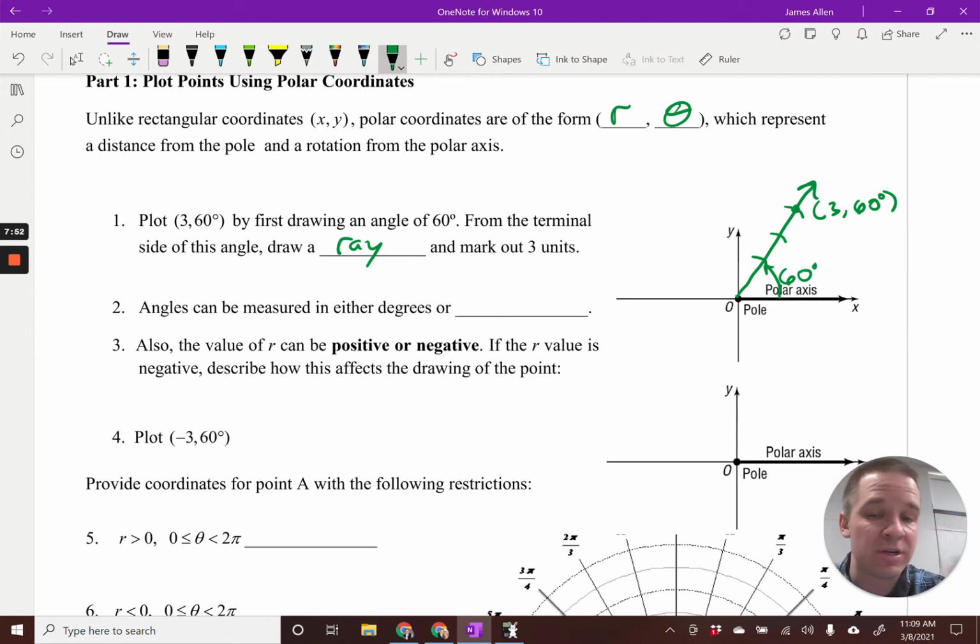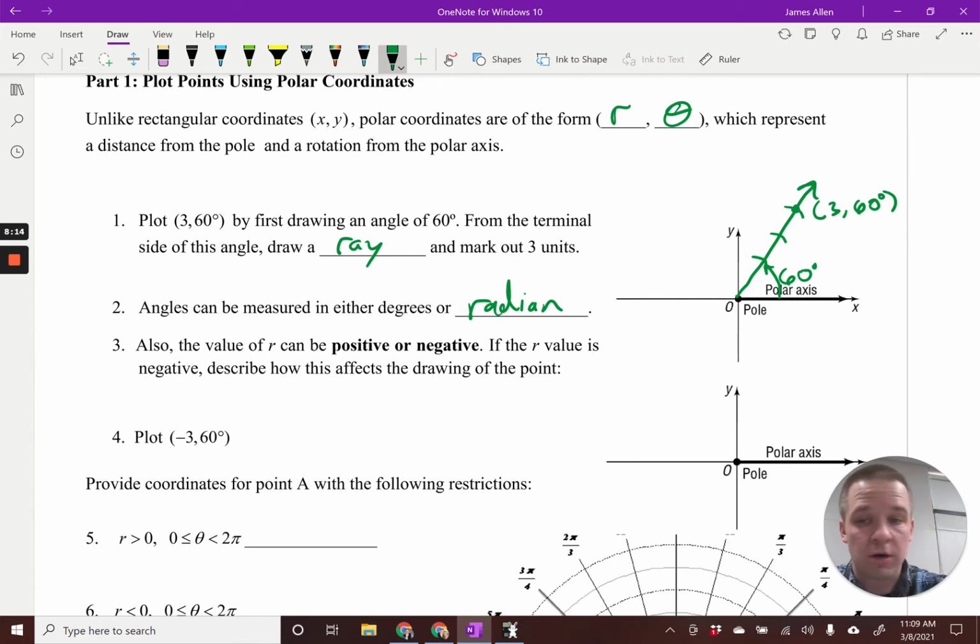Okay, now angles can be measured in either degrees or radians. We're going to deal mostly with radians here. We're starting out with degrees. I feel like it's a little more intuitive that way of what the angles are, and then we'll slowly transition into pretty much just radians. All right. So the value of r, as I said, can be positive or negative.